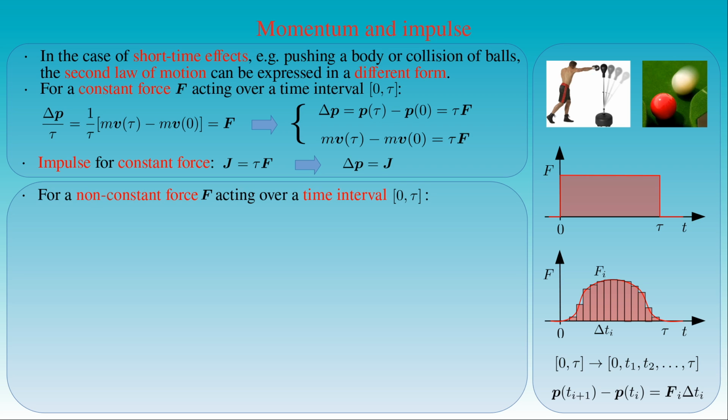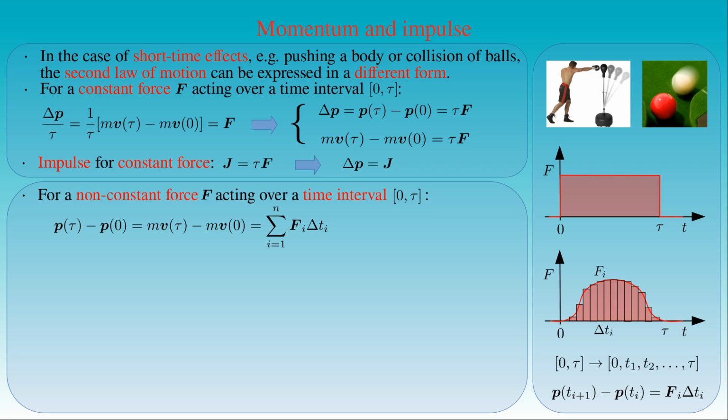Here the total area under the curve of the magnitude of the force over the time interval between 0 and tau is equal to the sum of the individual rectangles over the subintervals. Then the momentum p of the point mass at the time tau minus the momentum p at the initial time 0, or m times the velocity v at the time tau minus m times the velocity v at the initial time 0, can be written as the telescoping sum of the differences between the values of the momentum at the boundaries of the small intervals.